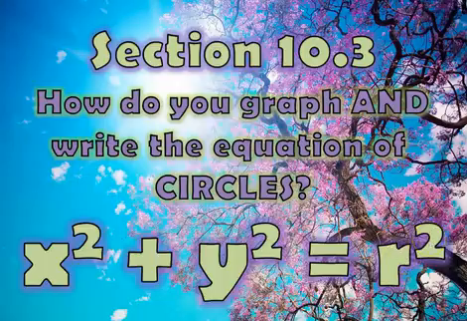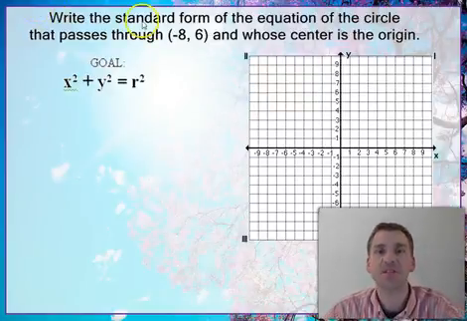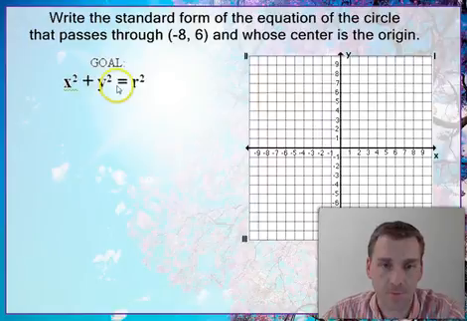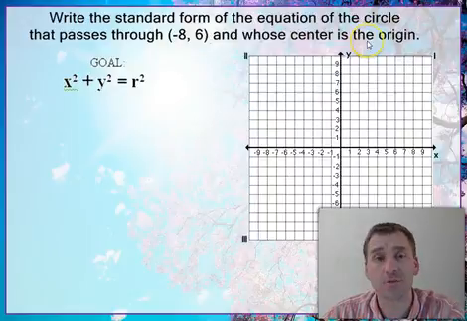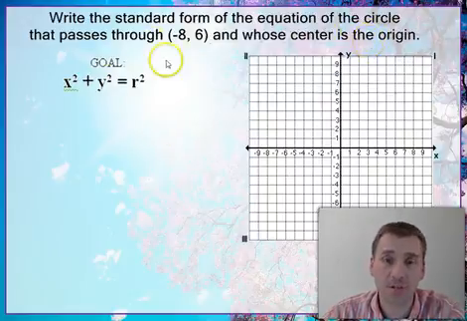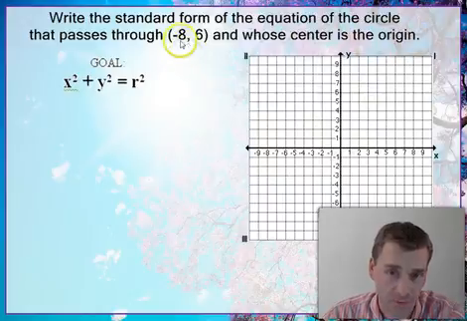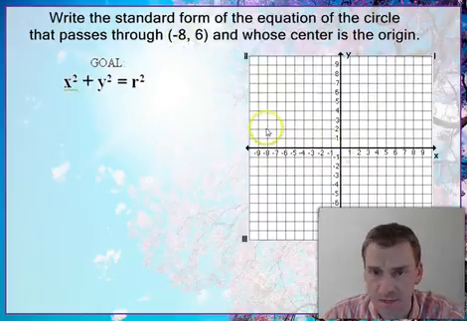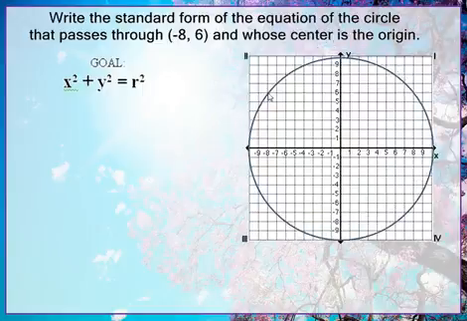That's pretty cool. So this example needs to go in your notes for sure. Write it exactly like it is. Write the standard form of the equation of the circle that passes through (-8, 6) and whose center is the origin. So all of this is very important wording. Origin, that's cool. It's going to be centered there, going through (-8, 6). So wait, let's do that. (-8, 6) is right there. So I need a circle here, that comes bouncing in. I need that circle to pass through (-8, 6) right there.